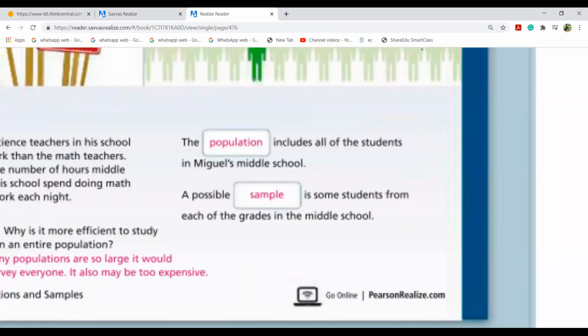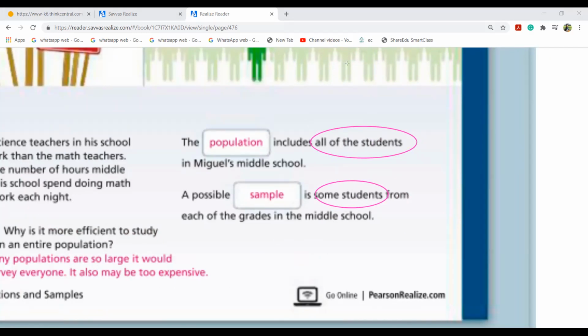Now, what includes all the students? When we say all the students, we say it as population. And if we say some students, that is a sample. This is very simple, there is nothing to solve here. Just use your logic. When you say all the students, you need to write population. And when you say some students, you need to write sample. Did you get it?